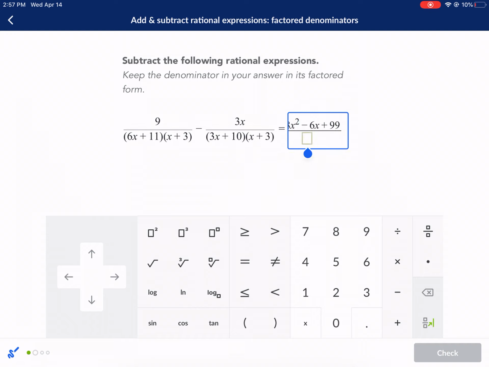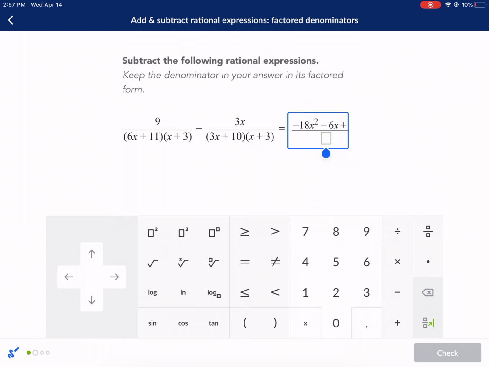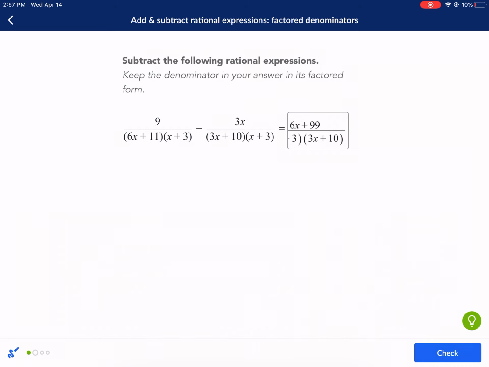All right, so just double check. I have negative 18x, okay, minus 6x plus 99. Okay, good. Always important to double check. So here I'm going to put my parentheses. I'm going to go 6x plus 11 first. Then I'm going to go x plus 3. Then I'm going to go 3x plus 10. I'm just going left to right what I'm reading here. 3x plus 10. And my parentheses and check it out.